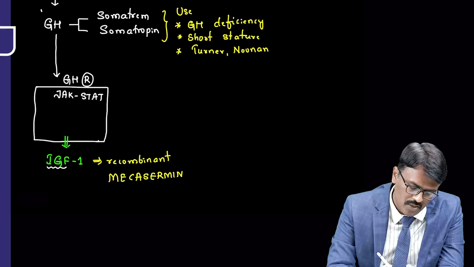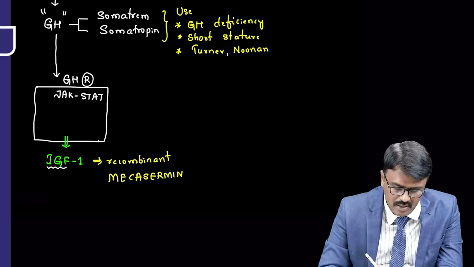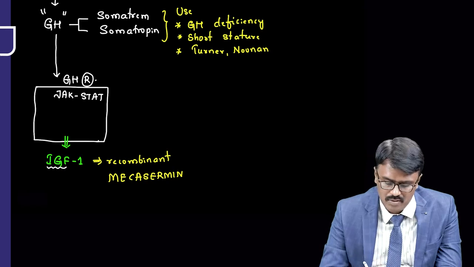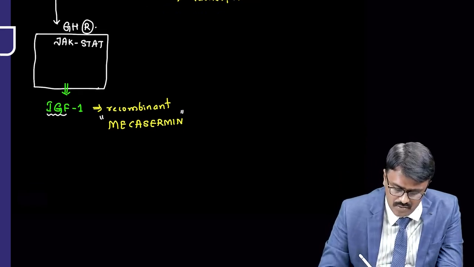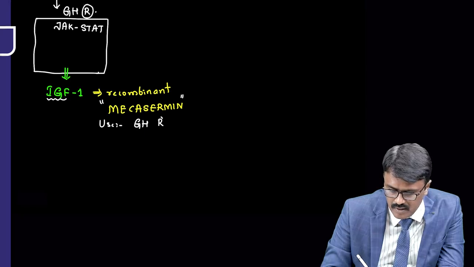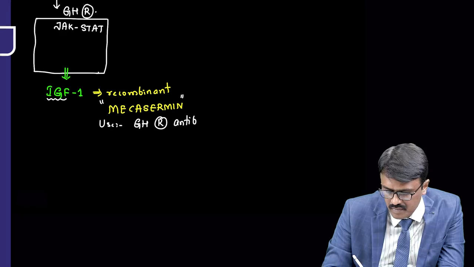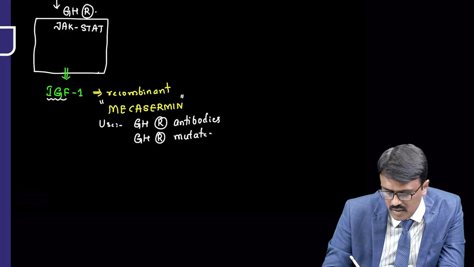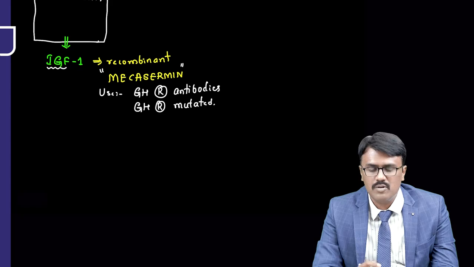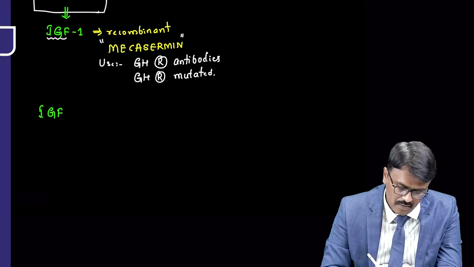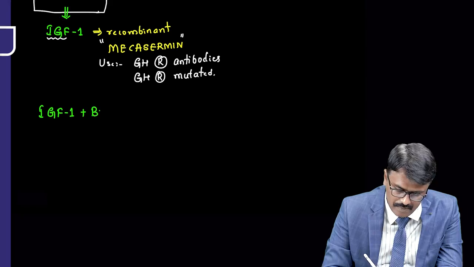Problem is sometimes growth hormone is released from the pituitary, but the receptors are mutated or the body is producing antibodies to that. Then we use the drug mecasermin. So, mecasermin is used whenever there are growth hormone receptor antibodies, or the growth hormone receptors have become mutated. So in those cases, we have to use insulin growth factor. Later, we came with one more group of drug that is a combination of insulin growth factor 1 and the binding protein.